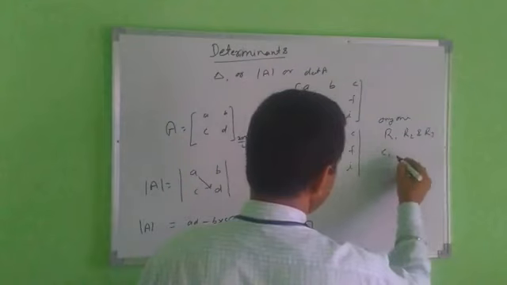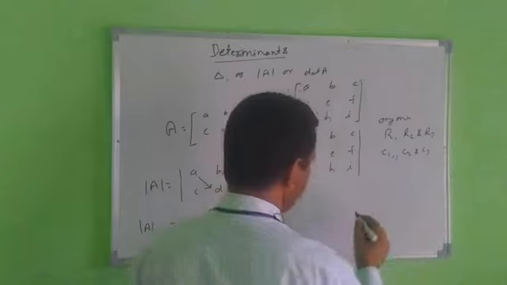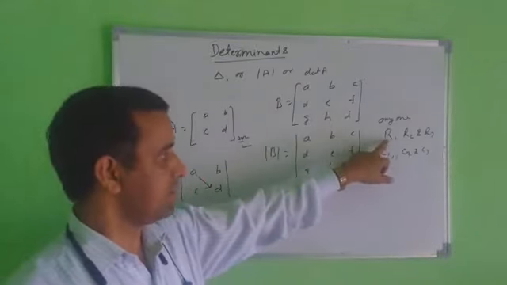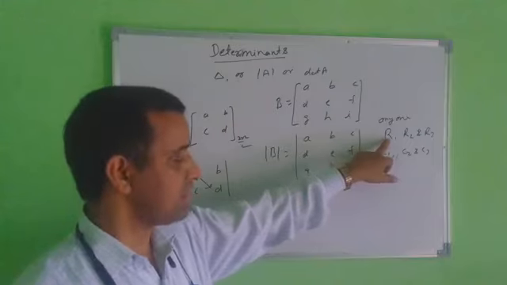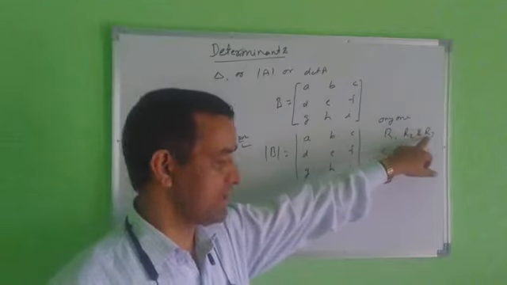Otherwise C1, C2, and C3. The total number of ways is 6. Suppose you find the determinant value along R1. The answer will be the same when you find it along R2. Otherwise, you can find the same answer along R3.